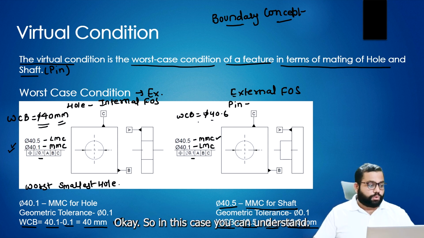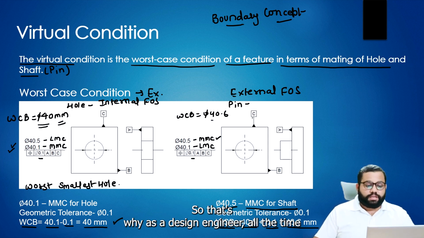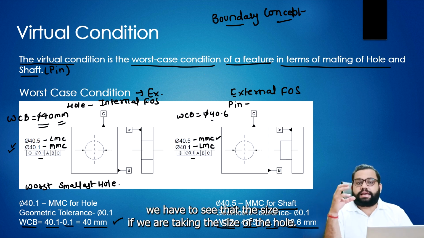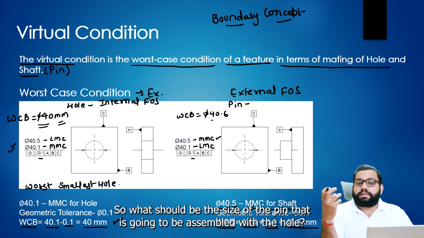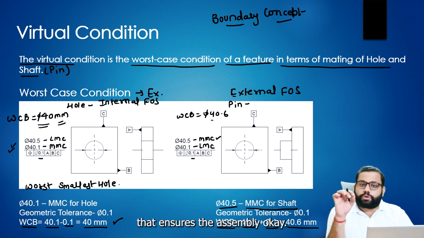So in this case, you can understand where calculating the boundary condition comes into the picture. As a design engineer, all the time we have to look at the size of the hole, and what should be the size of the pin that is going to be assembled with the hole. We need to ensure this, and we give exactly the dimension that ensures the assembly.